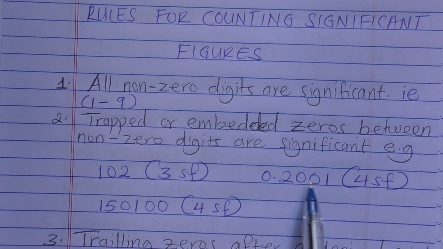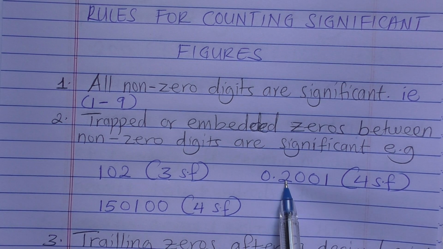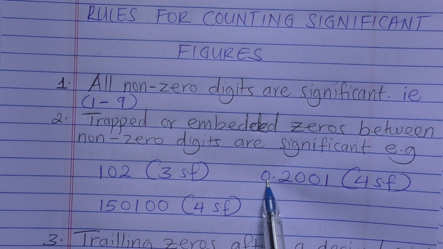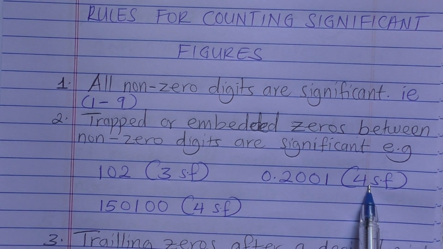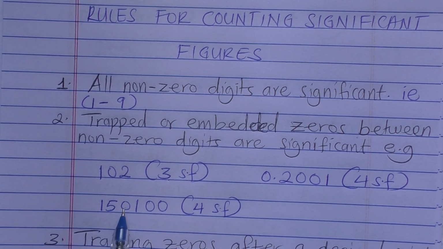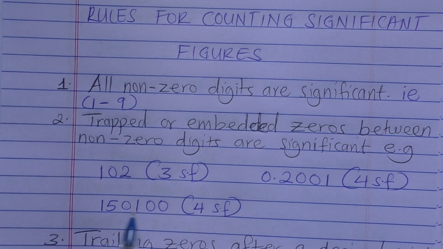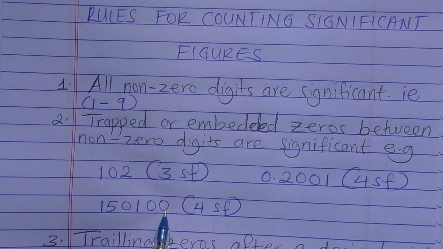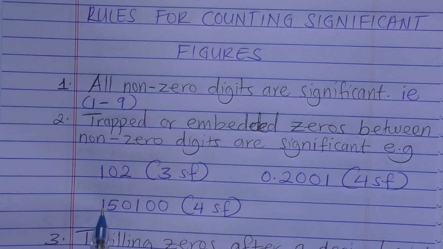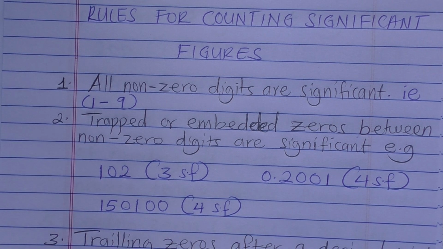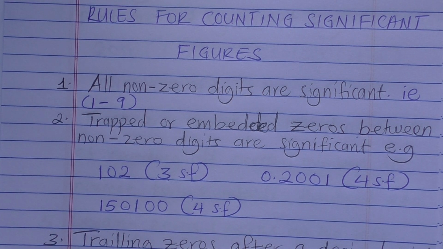Then, even these 2 zeros are embedded between 2 and 0. But this one is not significant. So this number has 4 significant figures. In this one, the 0 is trapped between 5 and 1, so it makes it significant. But these ones are not significant. So it makes this number have 4 significant figures. That is the second rule.